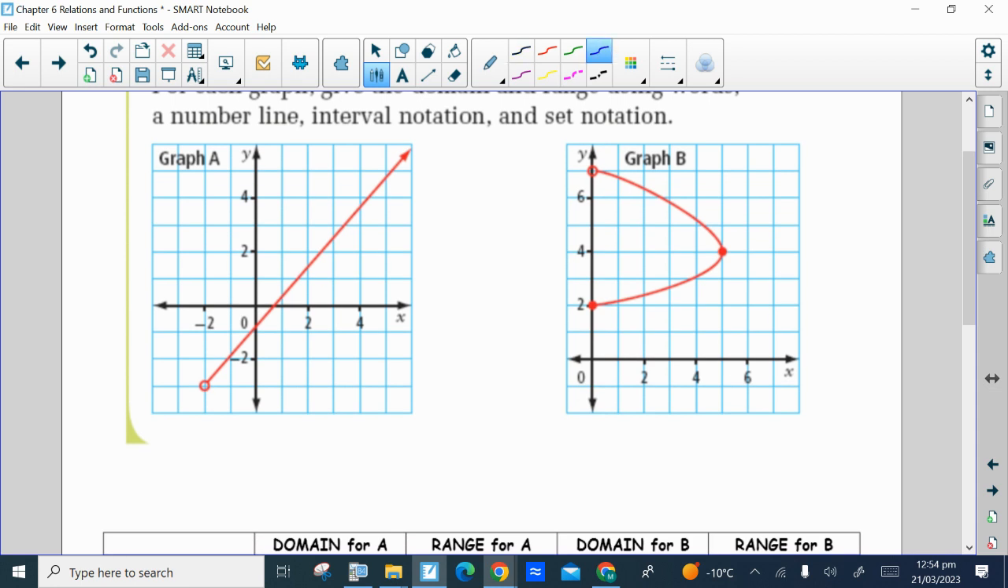Let's first look at the domain for this first graph. It starts at -2 on the x-axis, which is not included. And as this graph is going upwards, it's also going to the right forever. So it starts at -2, which is not included, and goes to the right forever. For the range, the y values, it starts at -3 on the y-axis and goes upwards forever.